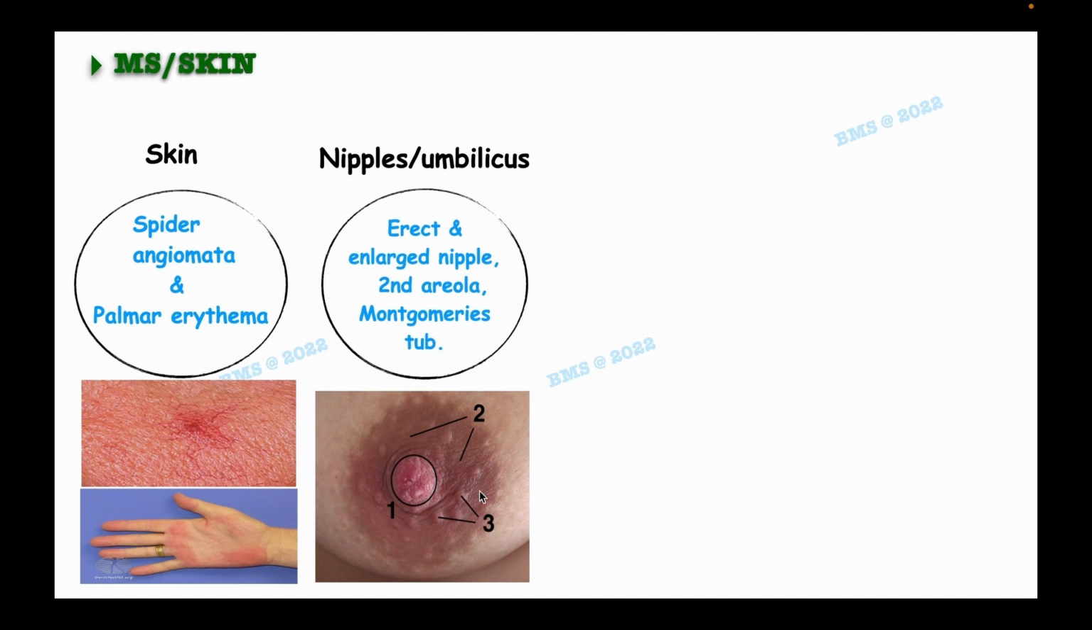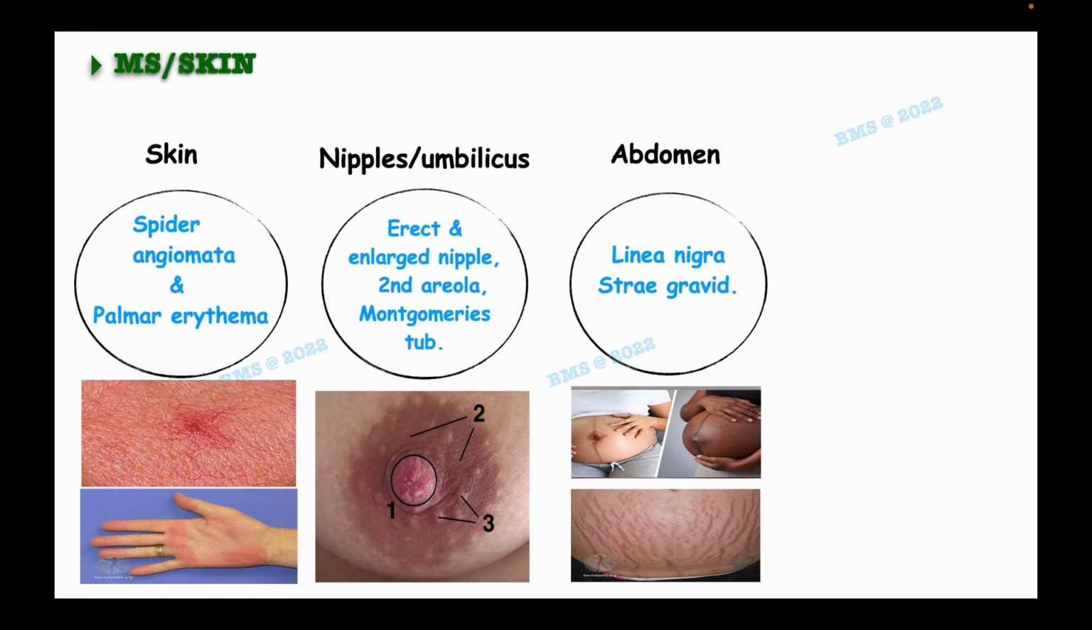Now, we also have some changes on the abdomen, which we call the linea nigra, which is the black line of pregnancy. It stretches from the symphysis pubis to the upper part of the abdomen, as you can see. Then we also have the striae gravidarum, which is also referred to as the stretch marks of pregnancy. And the linea nigra is a result of increased deposition of melanocyte stimulating hormone.